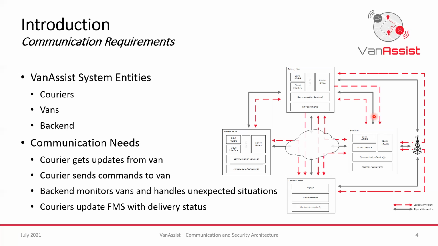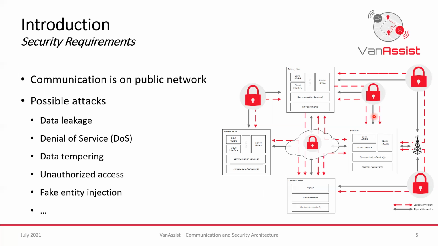Whenever there is an unexpected situation with one of the vans which cannot be handled autonomously by the van, at these situations there is a need for a backend system to monitor the vans and handle such unexpected situations. Moreover, the courier should be able to update the fleet management system, or the backend system, with the delivery status, whether the parcel is delivered or not, and so on.